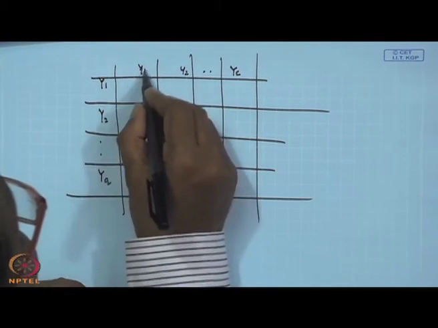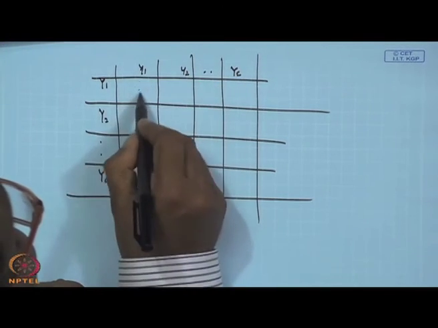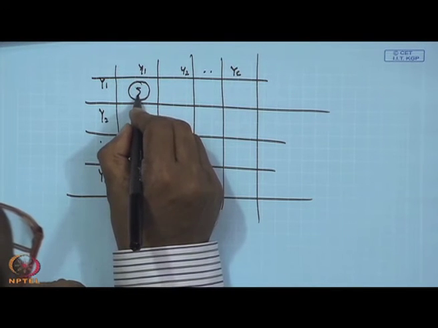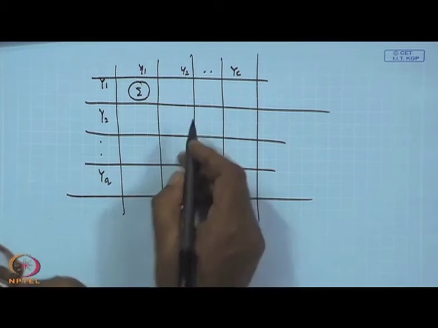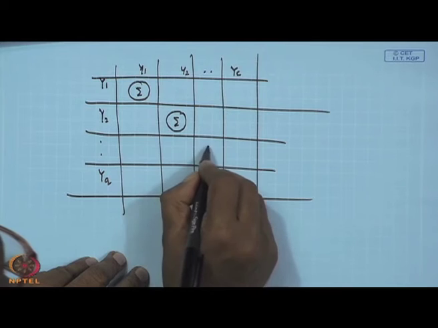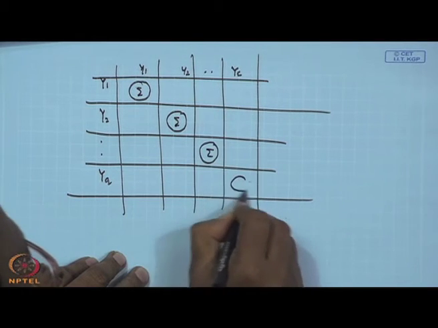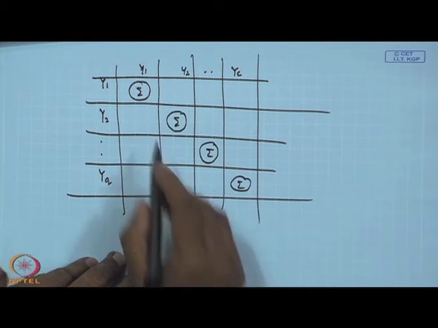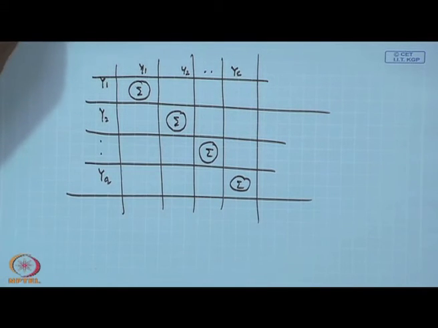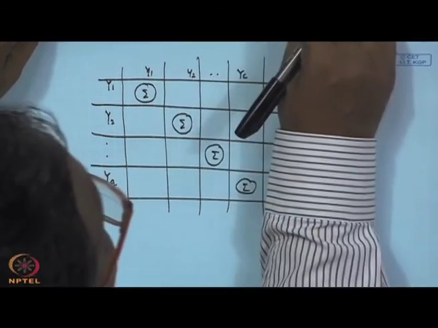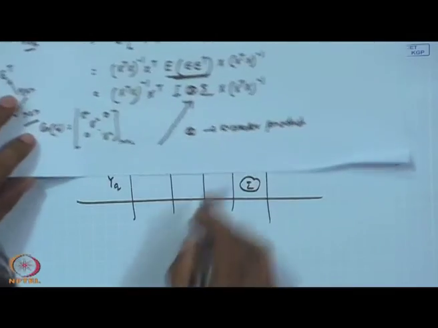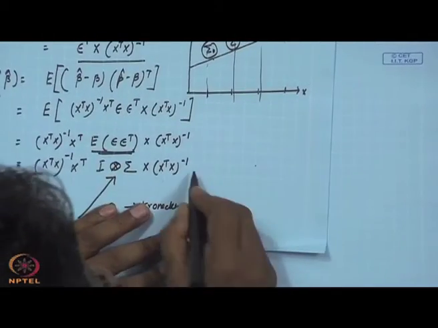Here you are getting y1 versus y1, in this case also you will be getting sigma, here also you will be getting sigma, here also sigma, and here also sigma. Okay. So that is why this Kronecker product term is coming, because of this. So you will get this type of relationship.